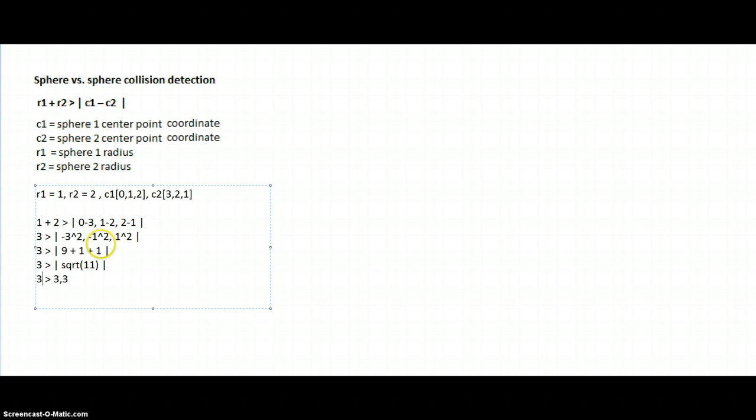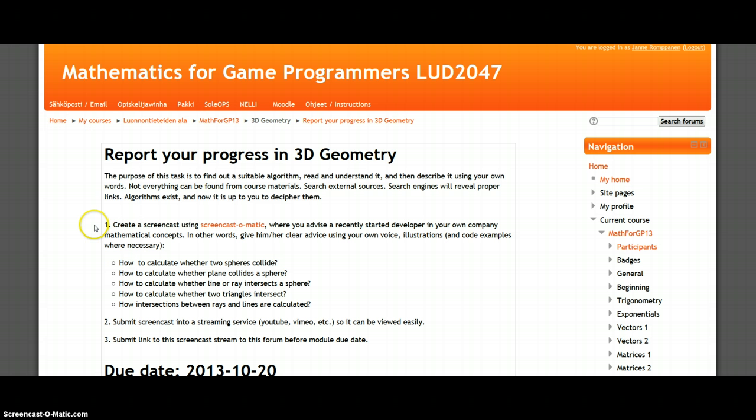And like we see, 3 is not greater than 3.3, so there is no collision. It's a pretty straightforward and easy calculation. Just remember to use all the phases of the Pythagorean theorem. And I will continue to the next question.